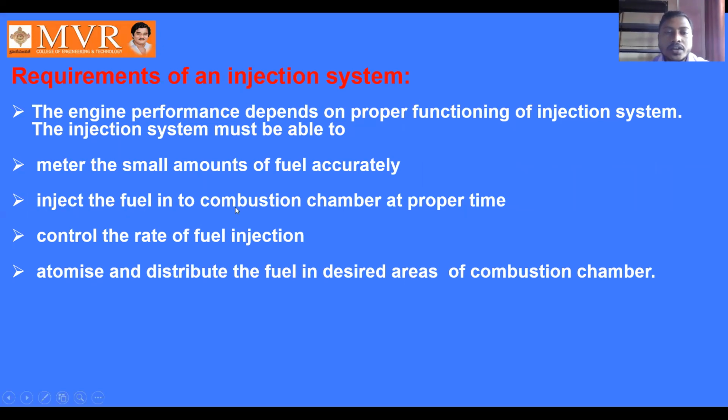See here, inject the fuel into the combustion chamber at the proper rate and proper time. Whenever the fuel is required in the combustion chamber for the combustion process, we need to send it at the proper time. We need to control the rate of fuel injection, and atomize and distribute the fuel in the desired areas of the combustion chamber. Atomization means converting the oil into small fine particles and spraying it into the engine cylinder. These are the four points for the requirements of an injection system.